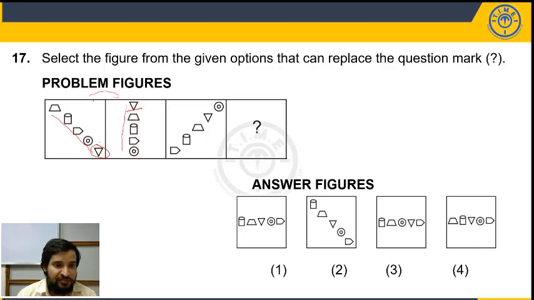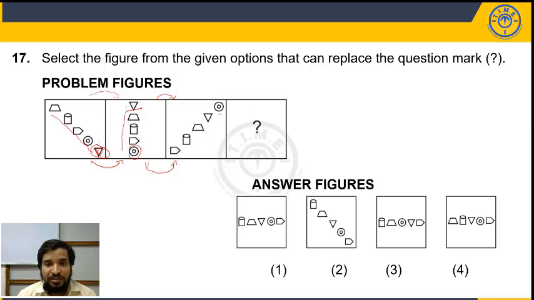See now, from first frame to second frame, the triangle is the bottommost figure. It moves to the first position, and the remaining figures were moved one position next. The same way, from second frame to third frame, the set of elements moved 45 degrees in clockwise direction, and the bottommost figure, that is circle, moves to the first position, and the remaining elements move next.